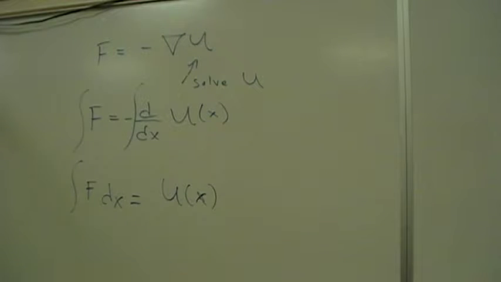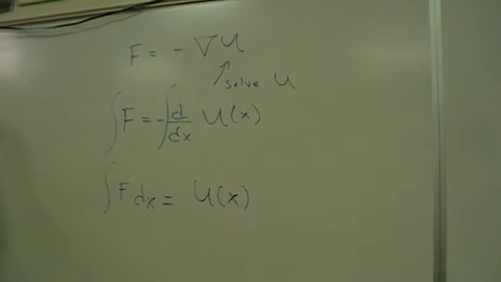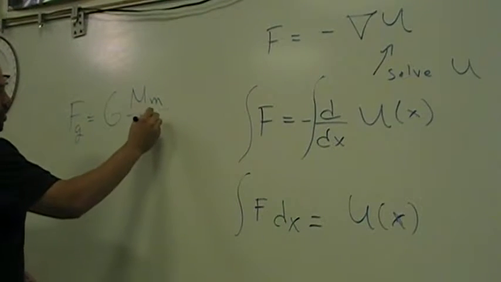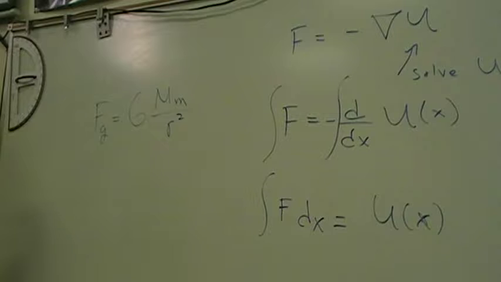It's like a double jeopardy question. U squared over 2, big G, I don't know, times M1, M2 divided by R. Alright, so F G is big G M M over R squared.